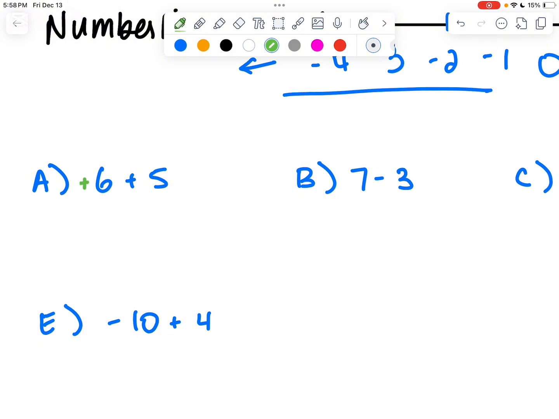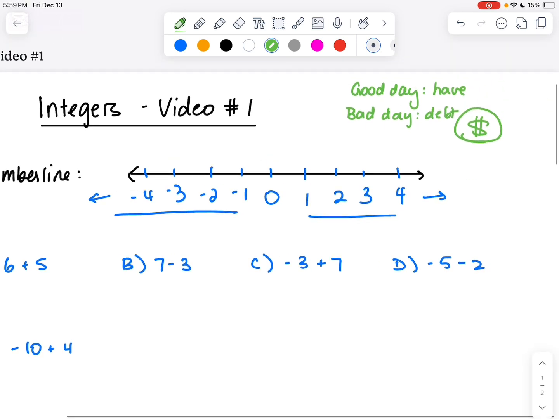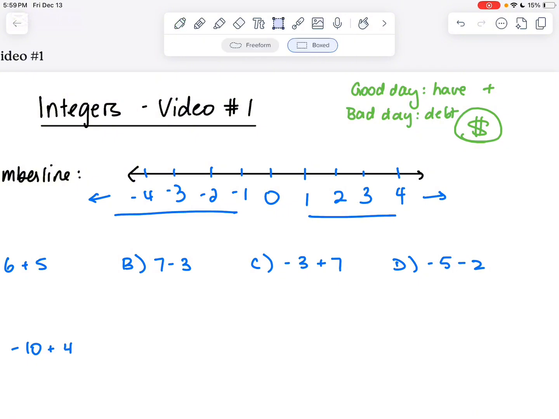Okay, now what's the story that we're going to tell ourselves? Well, if something is a positive number, that means you woke up one morning and you had $6. The plus 5 tells you that someone now comes and gives you $5. All I want us to think about right now is at the end of each story or question, is this a good day, meaning we have money, or is it a bad day, meaning we're in debt? And if it's a good day at the end of the day, we're going to put a positive sign for our final answer. And if it's a bad day, we're going to put a negative sign in front of our final answer. Okay, so having money, positive, debt, negative.